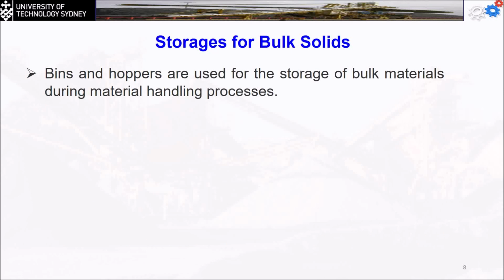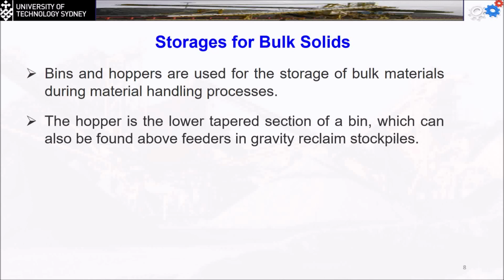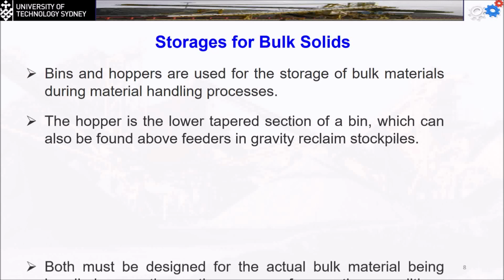So bins and hoppers are used for the storage of bulk materials during the material handling process. Sometimes you don't use it to store the material for a long time, but for example, if you want to feed a screw conveyor or belt conveyor, you may need the bin and hopper. So you just fill it, then you empty it from below to feed the system. The hopper is the lower tapered section of the bin, and can also be found above the feeders in the gravity reclaim stockpiles.